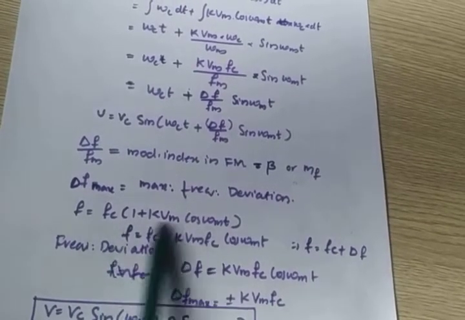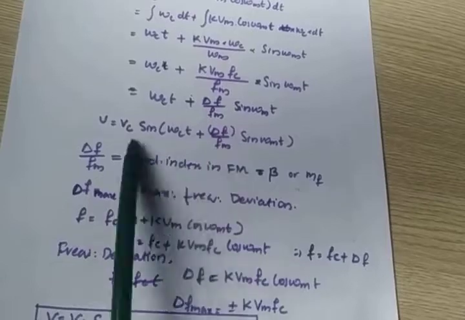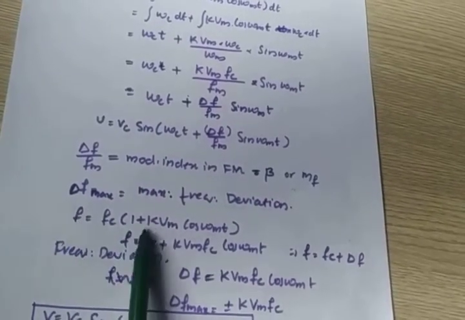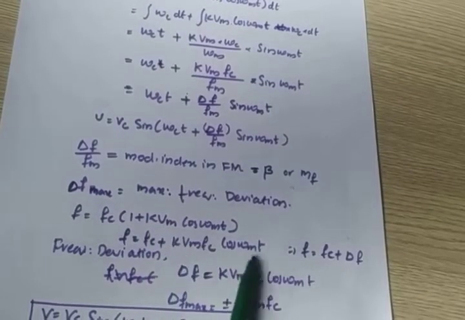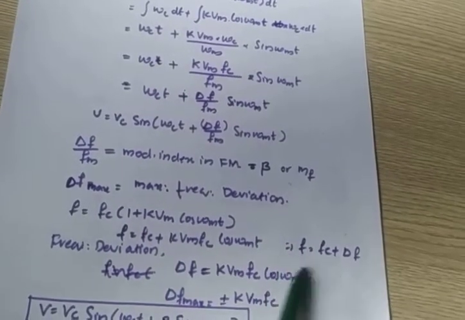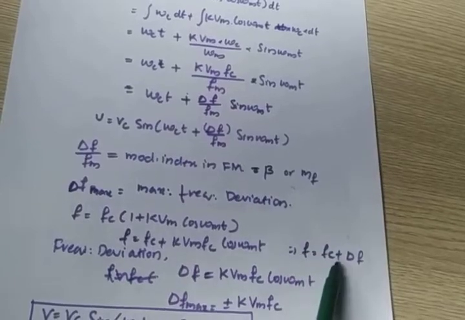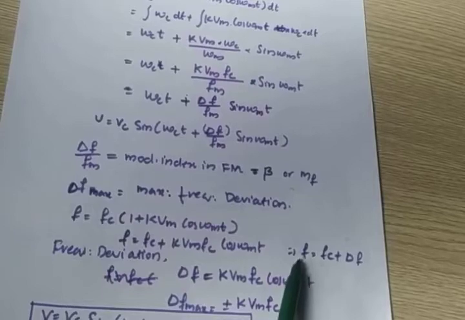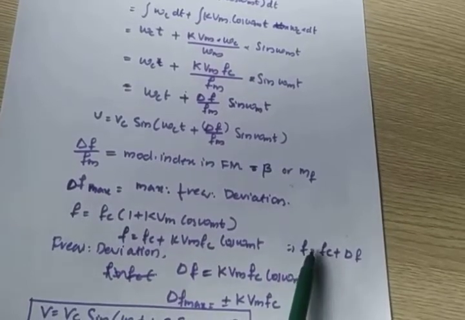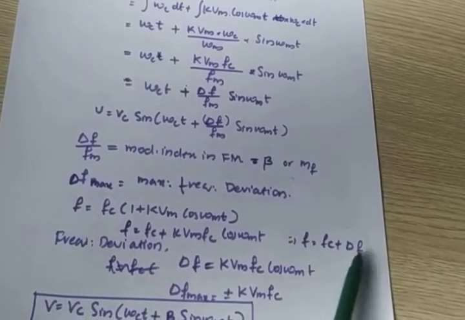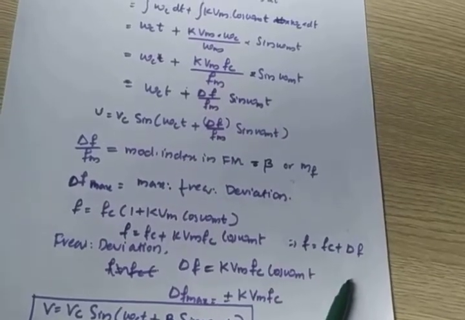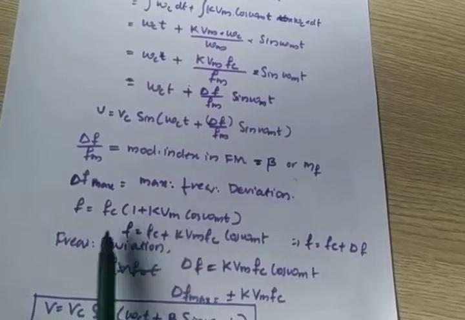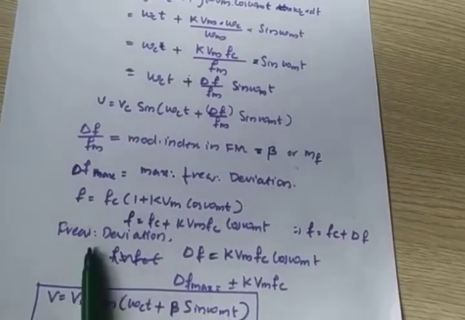This is our derived equation. We are comparing this with the general equation. So f equal to fc plus kvm fc cos omega m into t. This is the general equation: f equal to fc plus delta f. Delta f means nothing but frequency deviation, that is, how it is deviated from the carrier frequency, to what extent it is deviating from the carrier frequency.